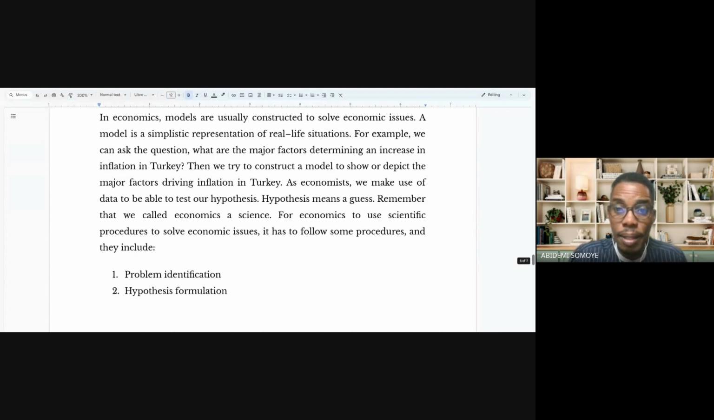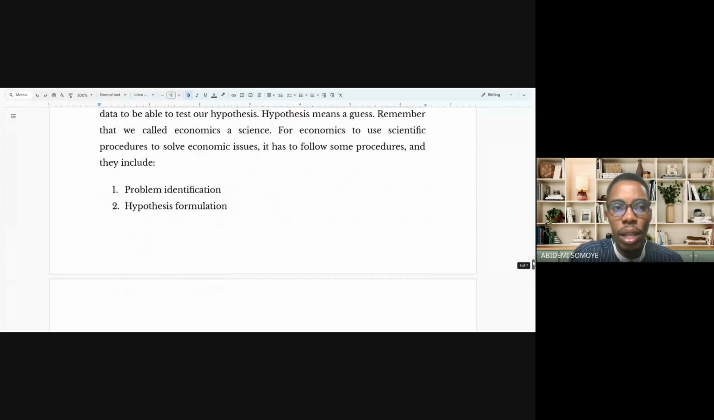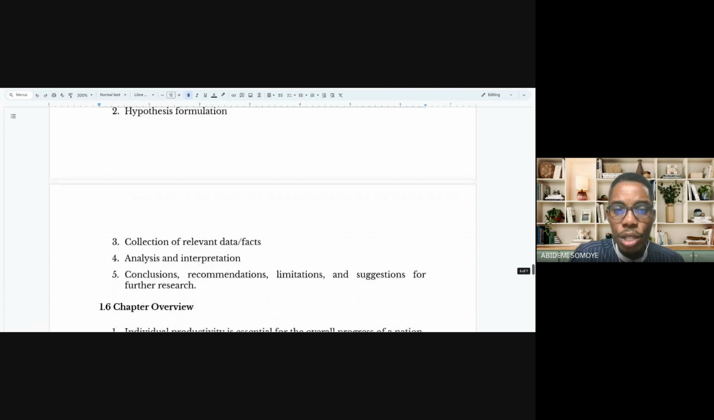Hypothesis means a guess. Remember that we call economics a science. For economists to use scientific procedures to solve economic issues, it has to follow some procedures, and they include problem identification, hypothesis formulation, collection of relevant data, stored facts, analysis and interpretation, conclusions, recommendations, limitations, suggestions for future research.